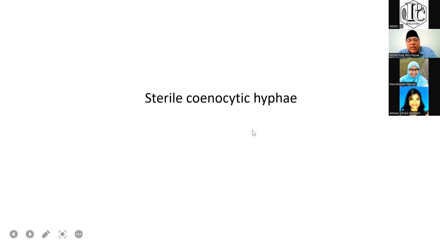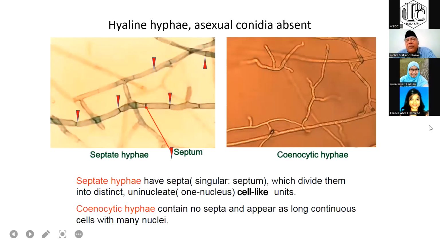Sterile coenocytic hyphae. So we move from the dematiaceous hyphae to sterile coenocytic hyphae. If you look under the microscope, some molds will have cross walls in their hyphae. This cross wall is called a septum. Fungi with septa that you can see easily are called septate hyphae.